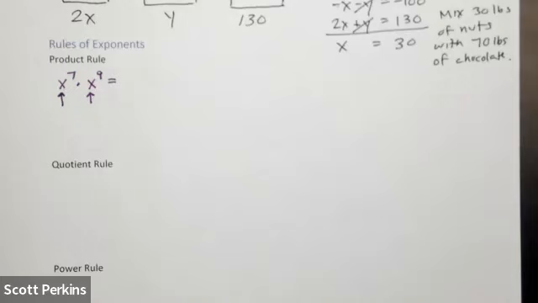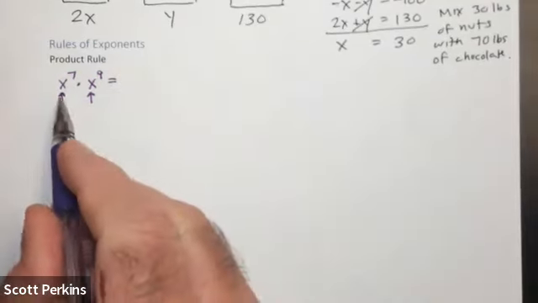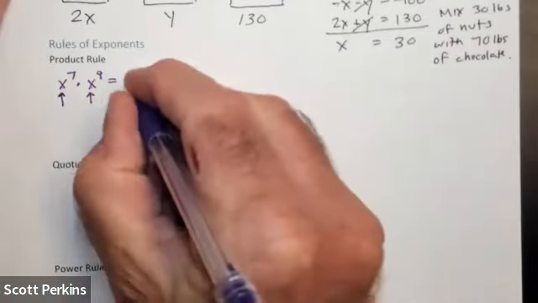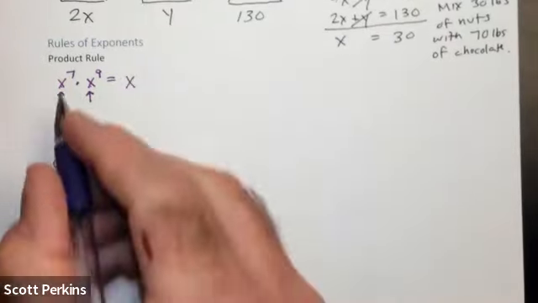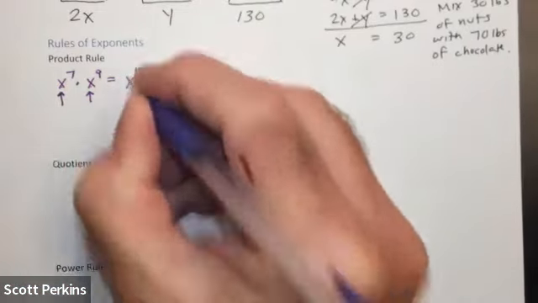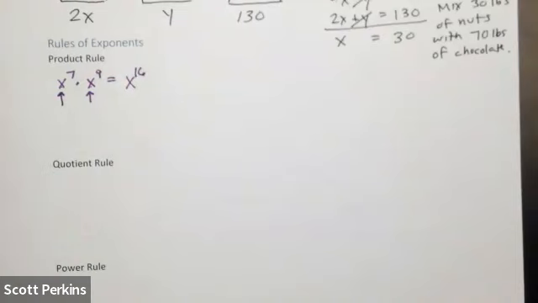Does anyone remember what I do now to simplify this when I have two of the same bases that I'm multiplying? What do I do? Add the exponents. Yes, I'm hearing lots of voices. That's great. And so what I get here when I do this is I keep the base the same. You don't change it at all. So it's x. And then you add the exponents. 7 plus 9 is 16. So when you're multiplying your bases, you add the exponents.